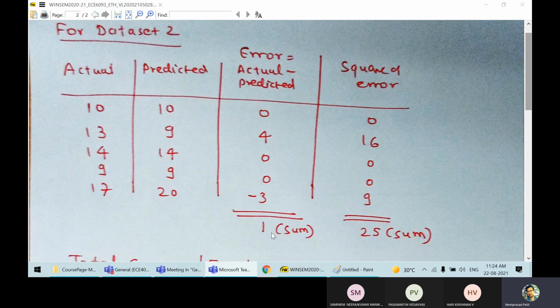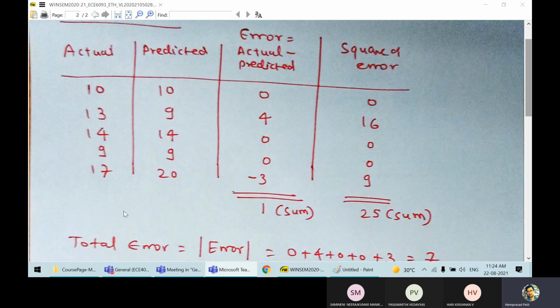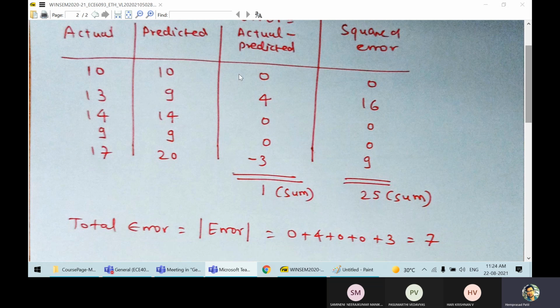The sum is 1. The square of error: 0 square 0, 4 square 16, 0 square 0, 0 square 0, minus 3 square 9. So if we sum it up, it is 25. It is the sum of square of error. Then we find the total error, which is equal to the absolute value of error. So we have to take mod of each of these values. For minus 3, mod will be 3. Rest of the values are as they are. And the sum is 7.